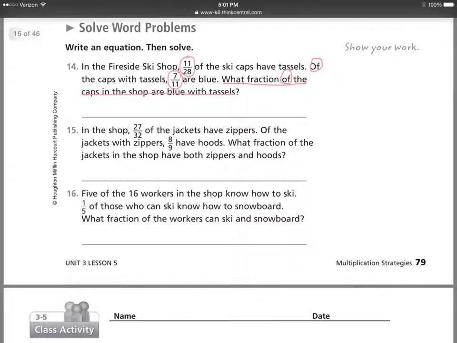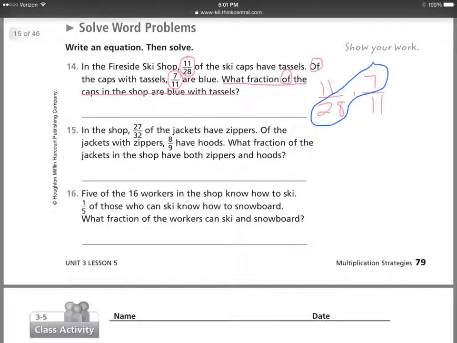We're seeing the word of. That means multiply. We're going to take our fractions, and in any order you like, we're going to multiply them. 11/28 times 7/11. I could cross-cancel here if possible. That's one of the things we want to do. I see a lot of large numbers I don't want to multiply. If I were to do that, there would be some large numerators and denominators that I would have to simplify. So rather than do that, we'll cross-cancel.